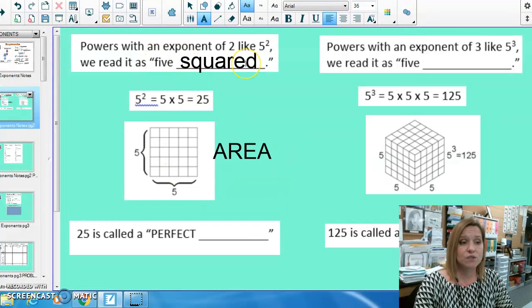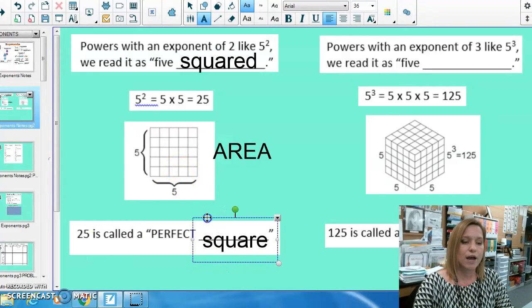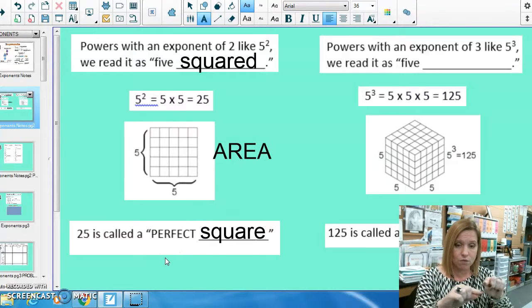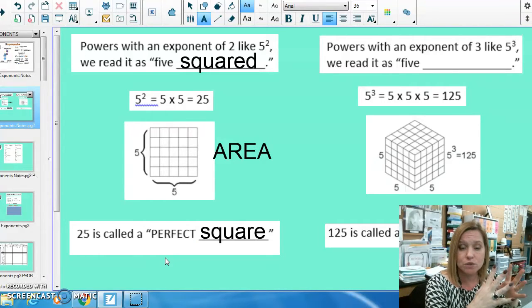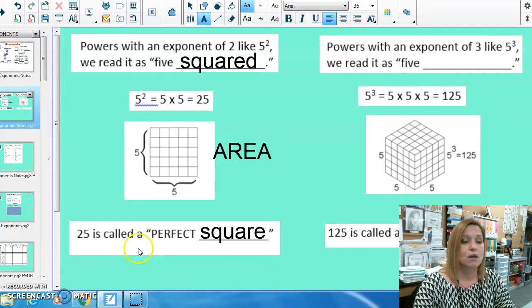So why is 5 squared called square? Well, what does it make? It makes a square. So the answer, 25, is known as a perfect square. If you were to line up all of those little squares, they always make a perfect square. So when you look at the bottom of this page, you'll have an opportunity to see what all the perfect squares are from 1 to 10. 1 squared, 2 squared, 3 squared, 4 squared, and get familiar with those numbers, and that if you ever had that many little squares, they would actually make one perfect square.